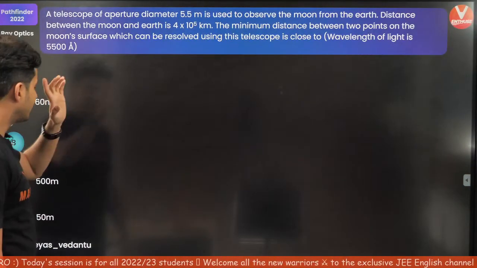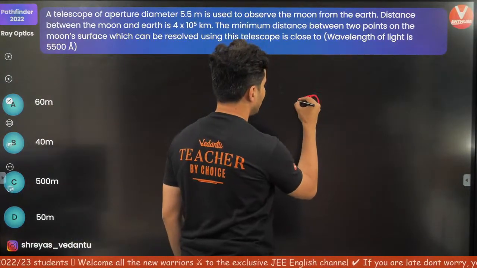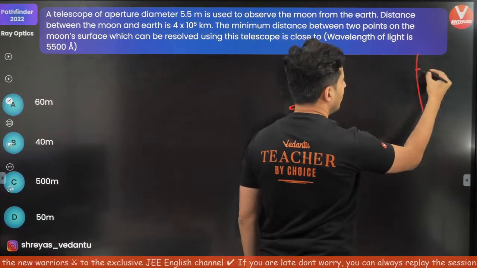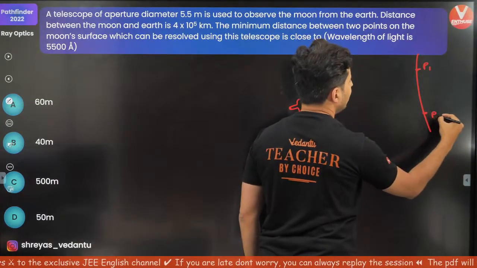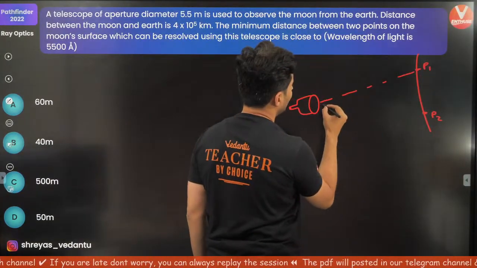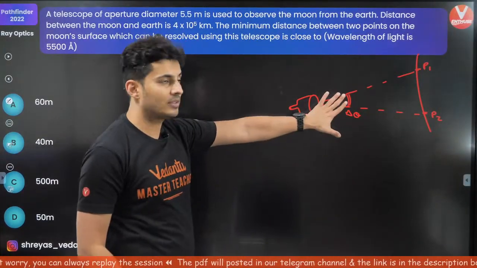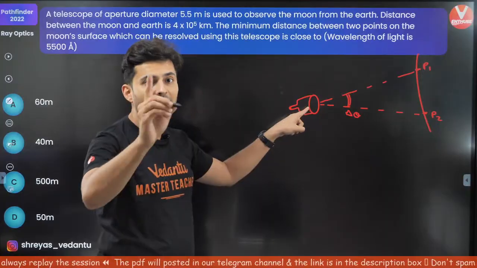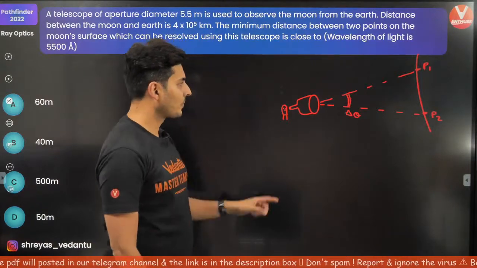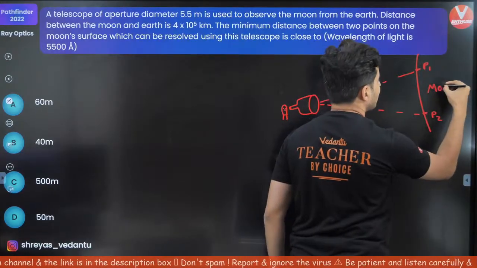So before that, let's visualize what we need to do. Imagine this is your telescope, and this is the surface of the moon. There are 2 points over here, let's say P1 and P2. You want to see these points clearly. That means there should be a minimum del theta angle, which is the limit of resolution between these 2 points subtended at the telescope. Here is where your Pandu is observing through the telescope. Minimum that much angle should be there. Without that, he will not be able to see those 2 points on the surface of the moon.